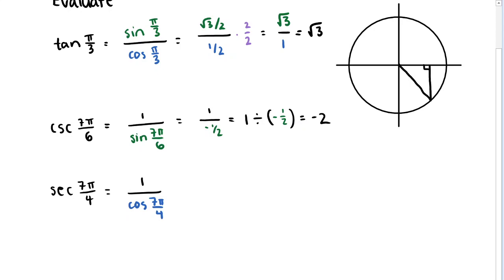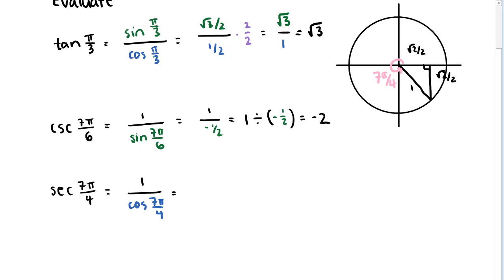And we're dealing with this 45, 45, 90 triangle, where the side lengths are the square root of 2 over 2, the square root of 2 over 2, with a hypotenuse of 1. And so here, this angle here, this is 7 pi over 4.